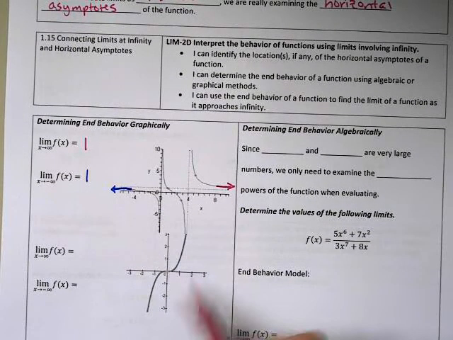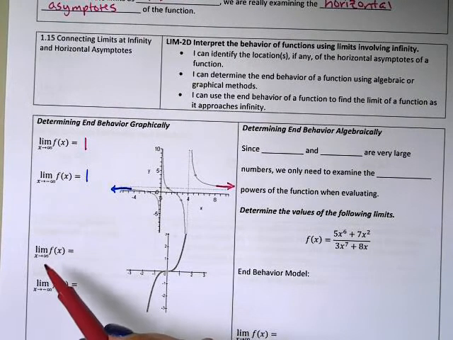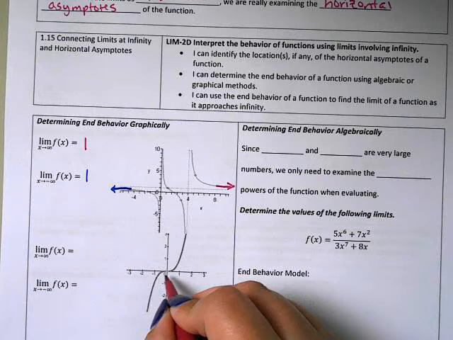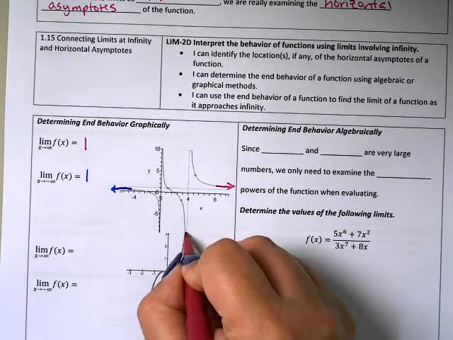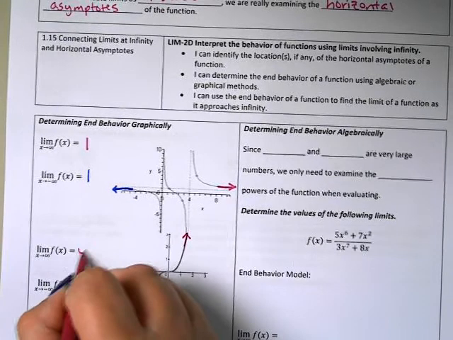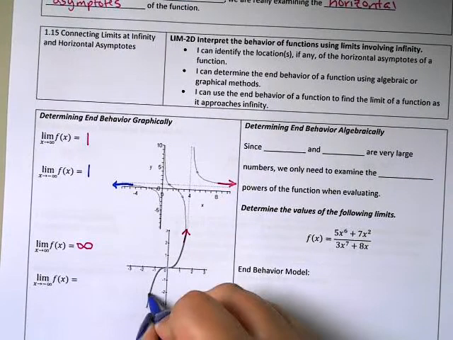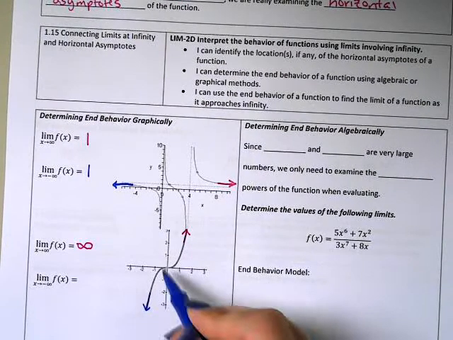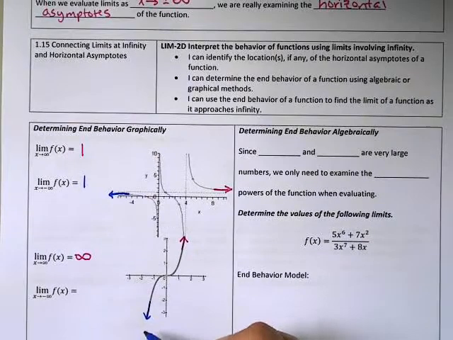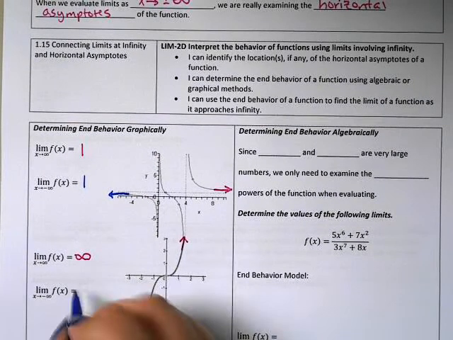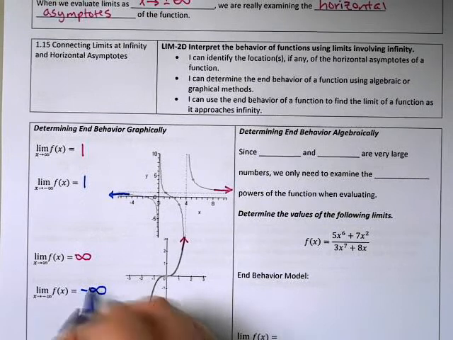Then let's look here. We've got this, looks like almost a cubic function, I think. So the limit as x approaches infinity of f of x. As x is getting bigger, I'm shooting up this way, and I'm going off to positive infinity. And as x is approaching negative infinity, my y values, my function values, are getting bigger in the negative direction, so that's going to be negative infinity.